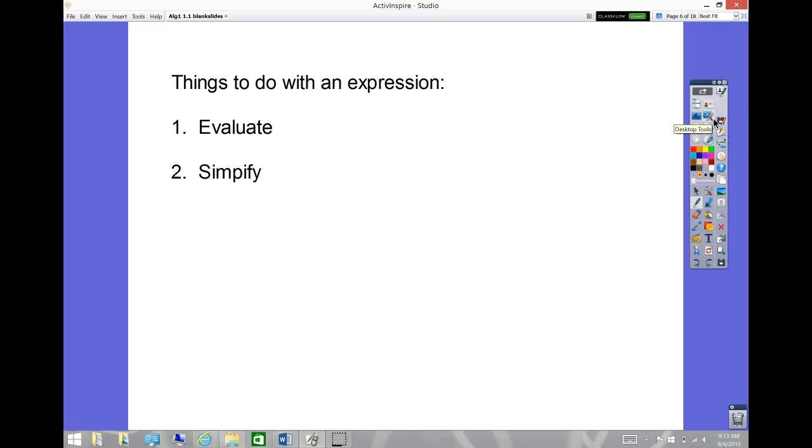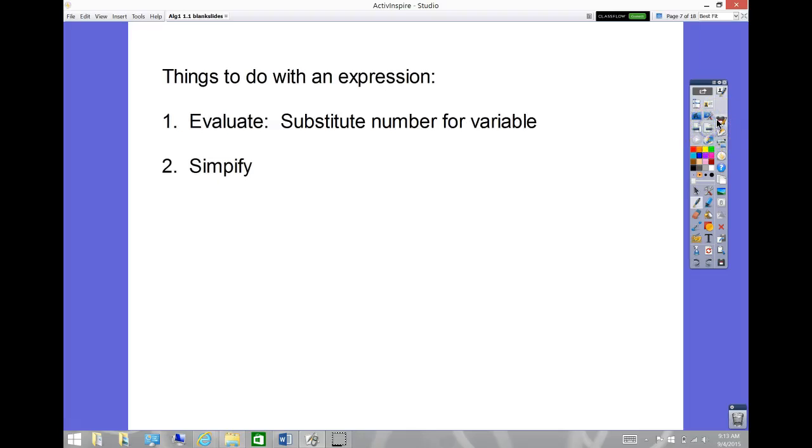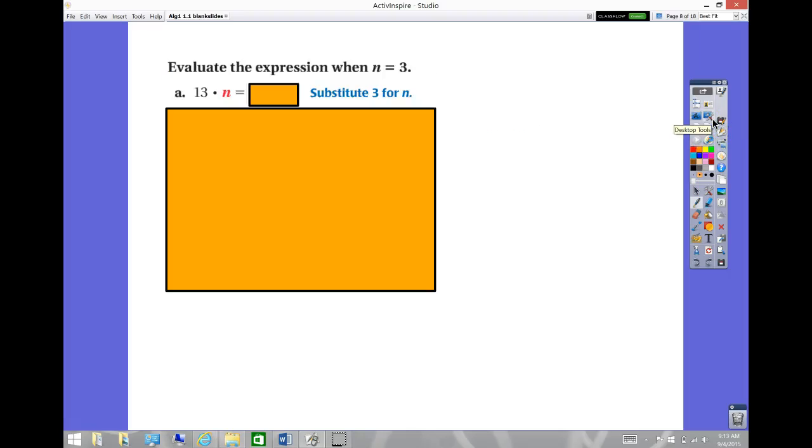Now, we're going to do 2 things with expressions, one of which we look at today, and that is evaluate. To evaluate an expression, we substitute a number for the variable, and we see what it equals.